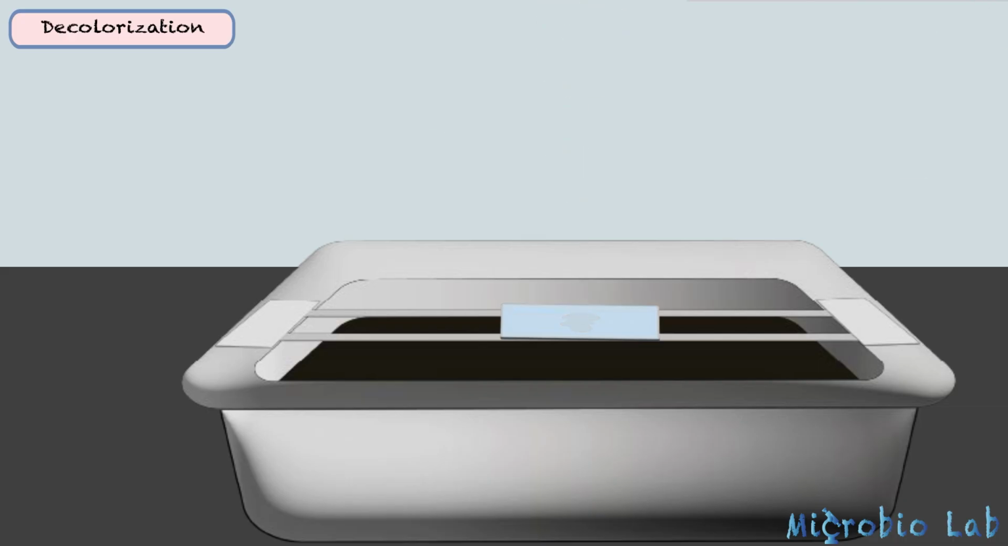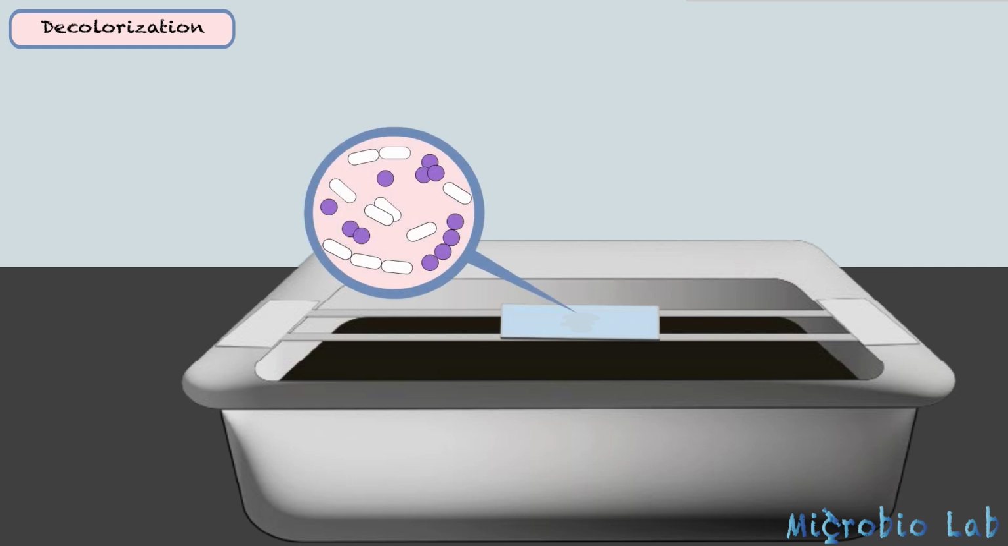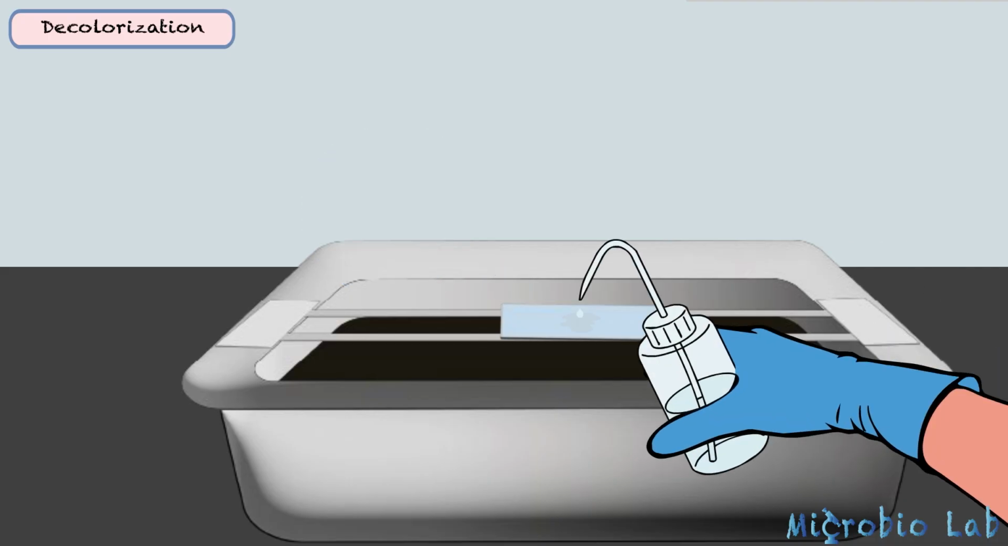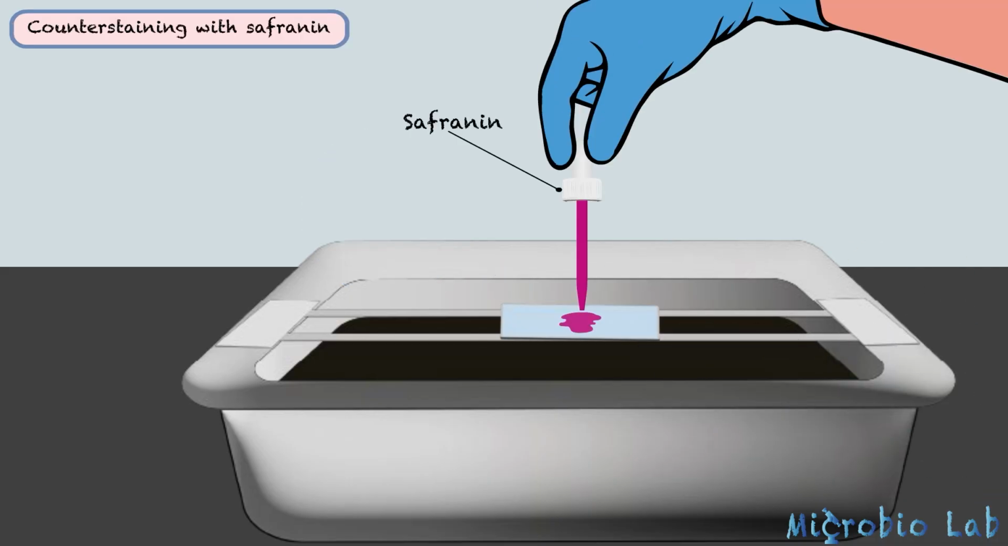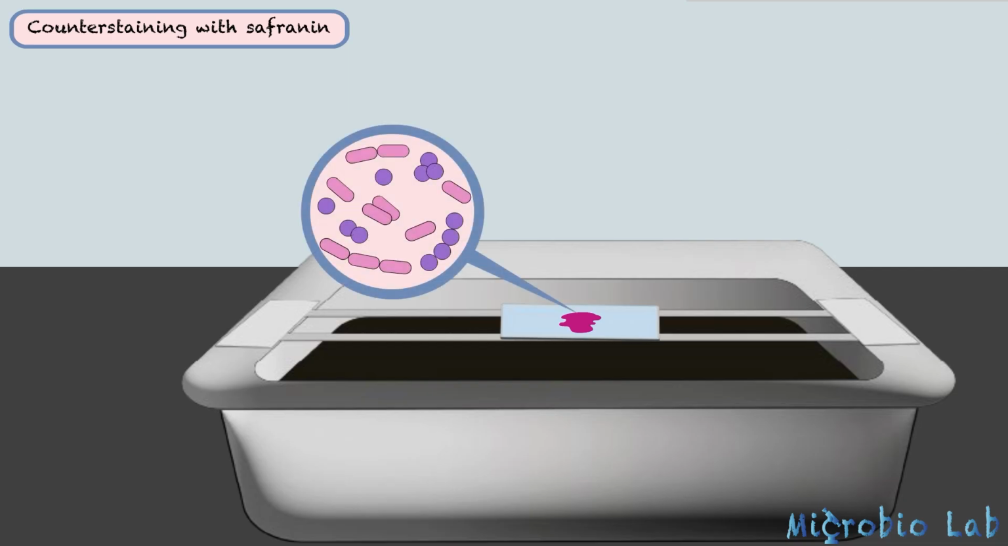This step is critical. It will remove the crystal violet iodine complex from gram-negative cells, but not from gram-positive cells. Rinse the slide with water once more and apply safranin for 1 minute. This counterstain will color the gram-negative cells pink, while gram-positive cells remain purple.